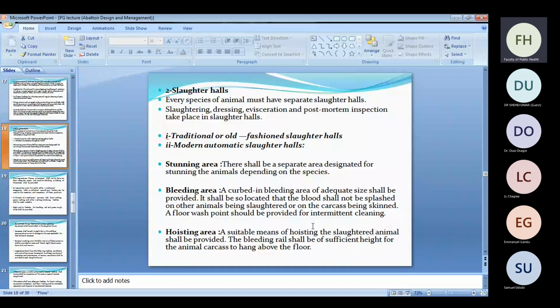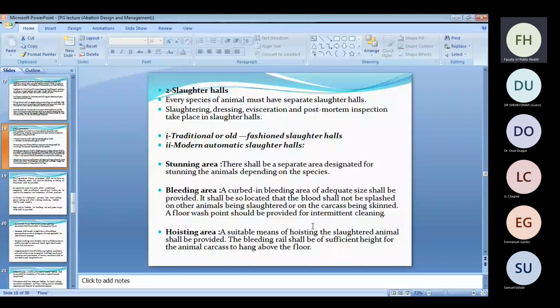As I said earlier, some of the activities are not done hygienically. Some of the butchers are seen selling even in the slaughter hall. People come to buy. For the modern automatic slaughter hall, you see the rails where animals are passed from one area to another, with a very good mechanical process in rails.